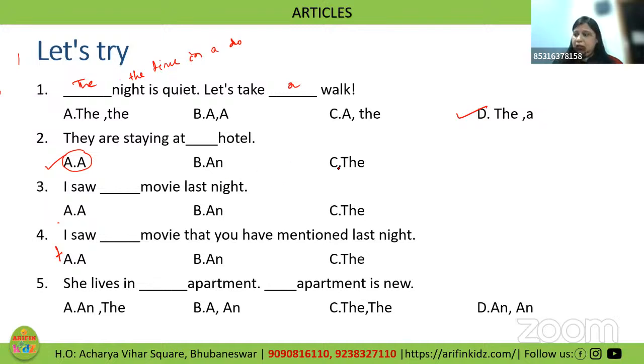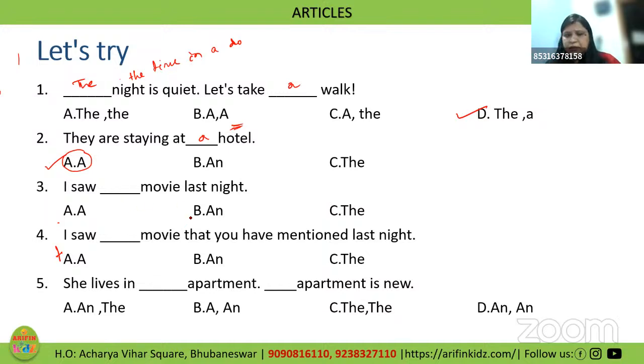Right. I can see many people have answered correctly and some people have answered incorrectly. No problem. So remember why a hotel? Because we haven't mentioned this hotel. This is for the first time we are talking of this. So it is A. Then I saw dash movie last night. So again we are talking of something in general. No, no, not C. It is.